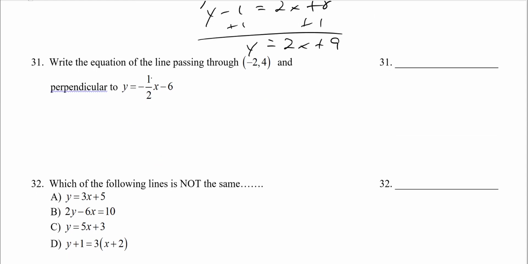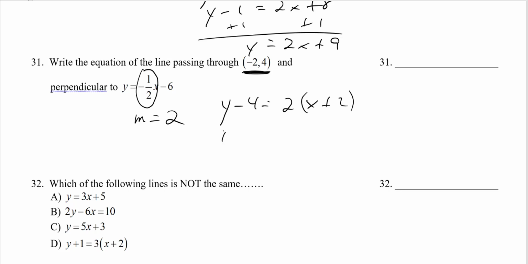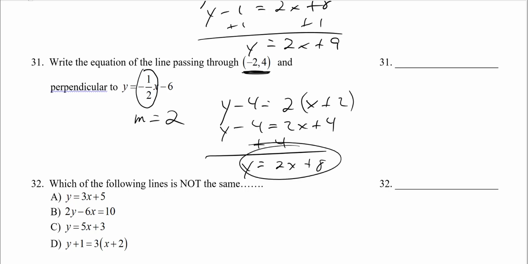Okay, perpendicular. So remember, opposite reciprocal. I'm going to change the sign, so it becomes positive 1/2, but then I flip it, so the slope is 2 over 1, or 2. And then here's your point. So point slope form: y minus 4 equals 2 times x plus 2. So y minus 4 equals 2x plus 4, and add 4 to both sides. So y is equal to 2x plus 8.